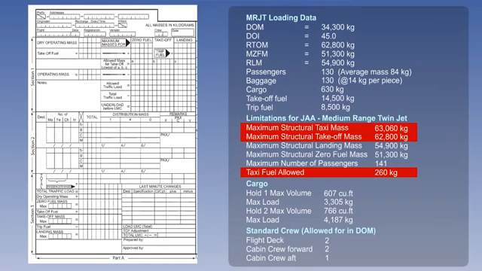63,060 kilograms. Notice that in this example, because there are no performance limitations for takeoff and landing, the regulated limiting mass is the maximum structural takeoff mass, 62,800 kilograms, and the maximum structural landing mass, 54,900 kilograms.